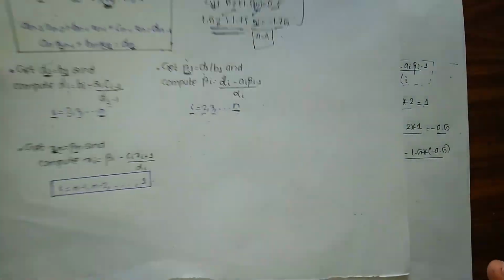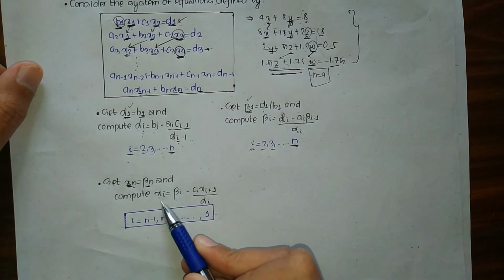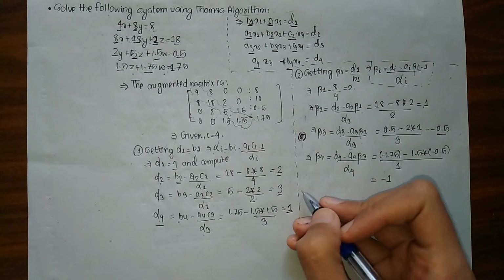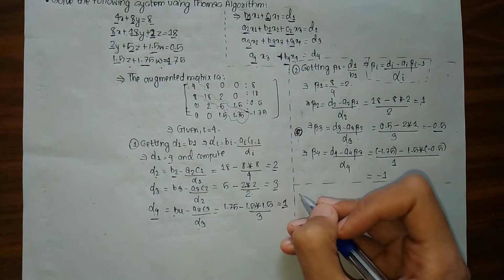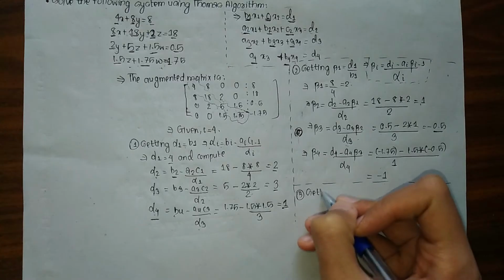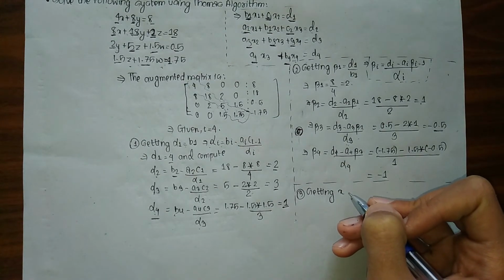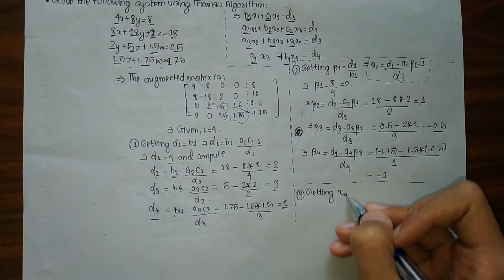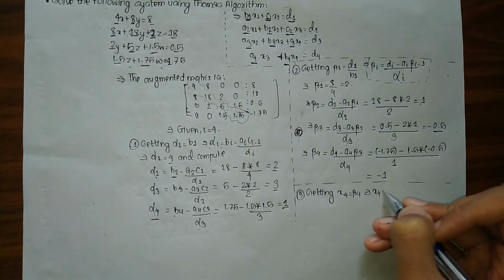As I mentioned before, for our final step we'll be setting xn equal to beta n, and we'll be computing xi using this formula. So let me write it over here. We need to set xn equal to beta n, and we have our value of n as 4. So let me set x4 equal to beta 4, which means our value of x4 will be simply equal to minus 1.